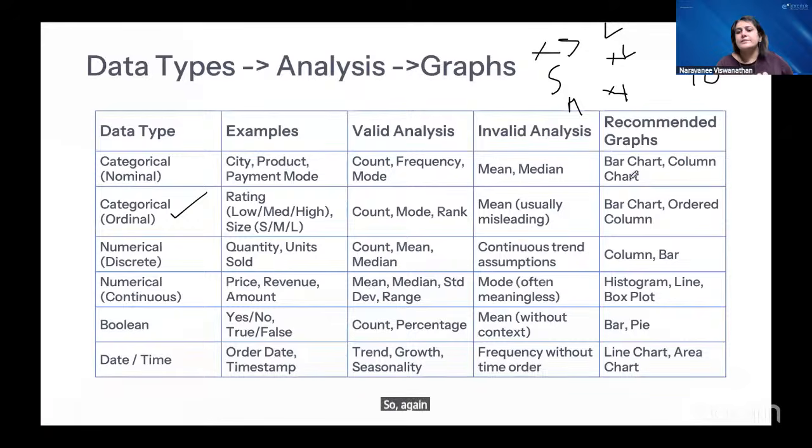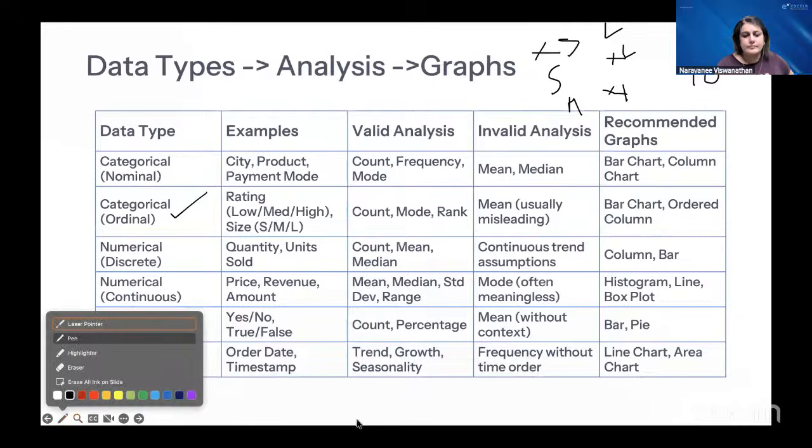So again, you can see that we can do a bar chart, we can do a column chart. Clear? Education level, yes, very good. Gender, correct?